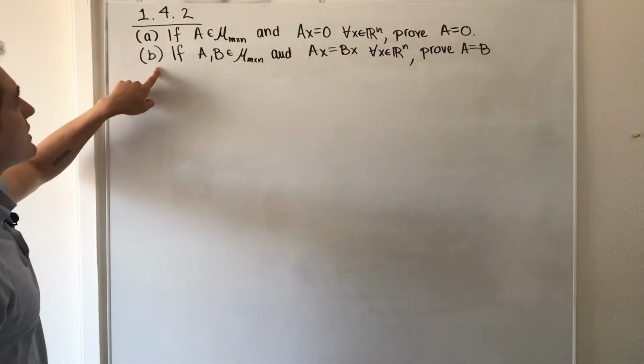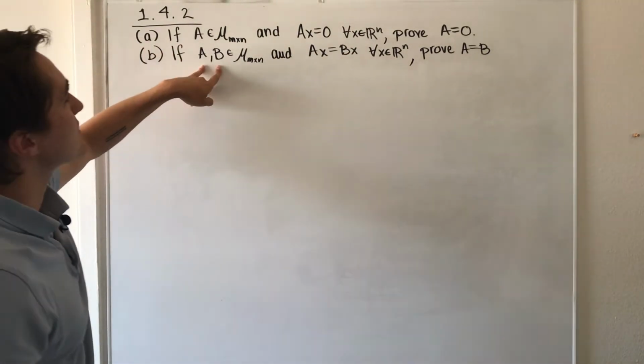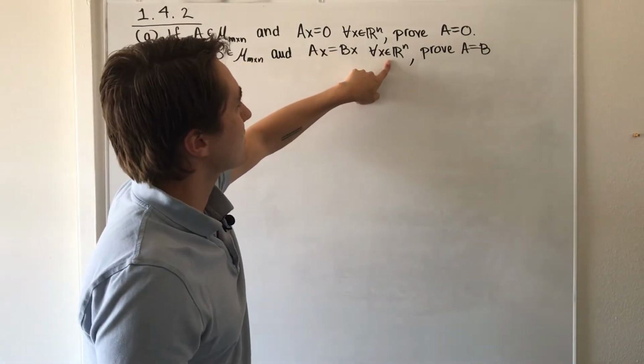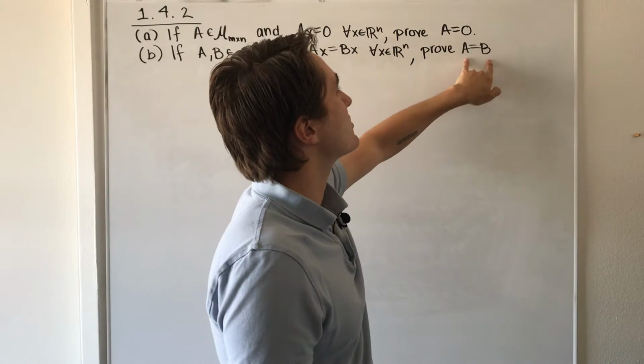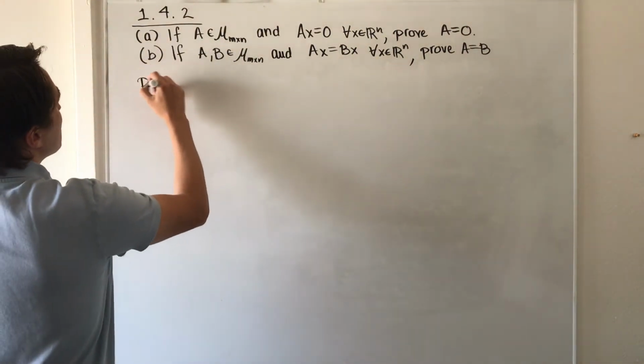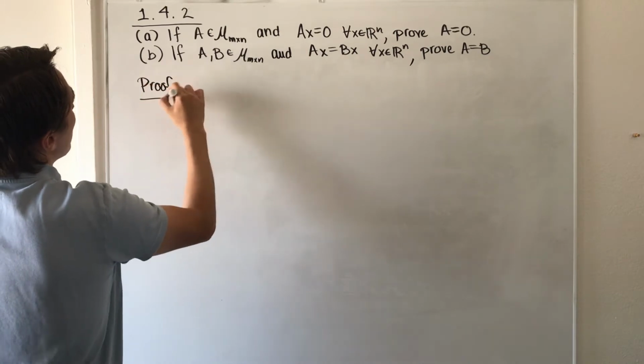The second part is to show that if these are two matrices m by n, and Ax equals Bx for all x in Rn, that must have meant that the matrices were equal. Okay, so we're going to prove this, and we'll start with the first part.